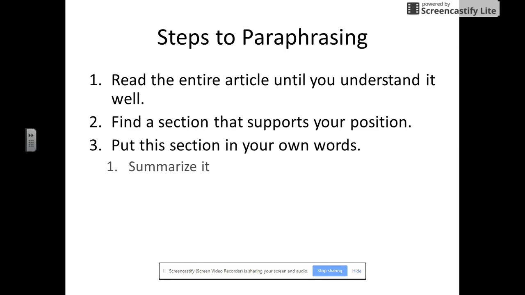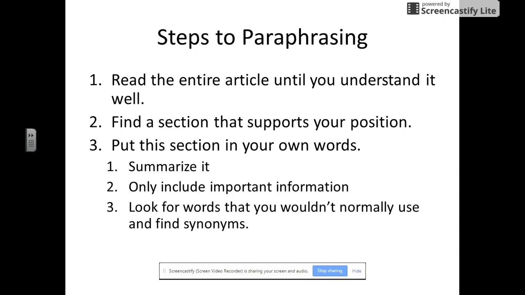So what we're doing here is we could summarize, not summarizing the whole article like you would in literature class. You're summarizing just that section that you chose that supports your position. And when you're summarizing, remember, you're only including important information. A lot of times the author includes all kinds of information, but you're pulling out that information that really shows what you're trying to say. And finally, if the author uses words that you wouldn't normally use, you're going to think of synonyms to make it sound like your own words. So the more words that you can change, the better.